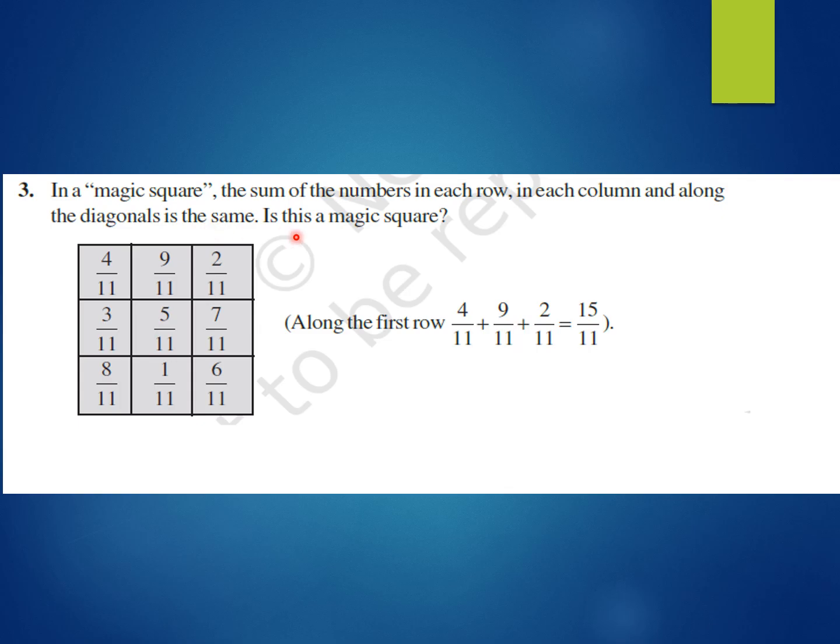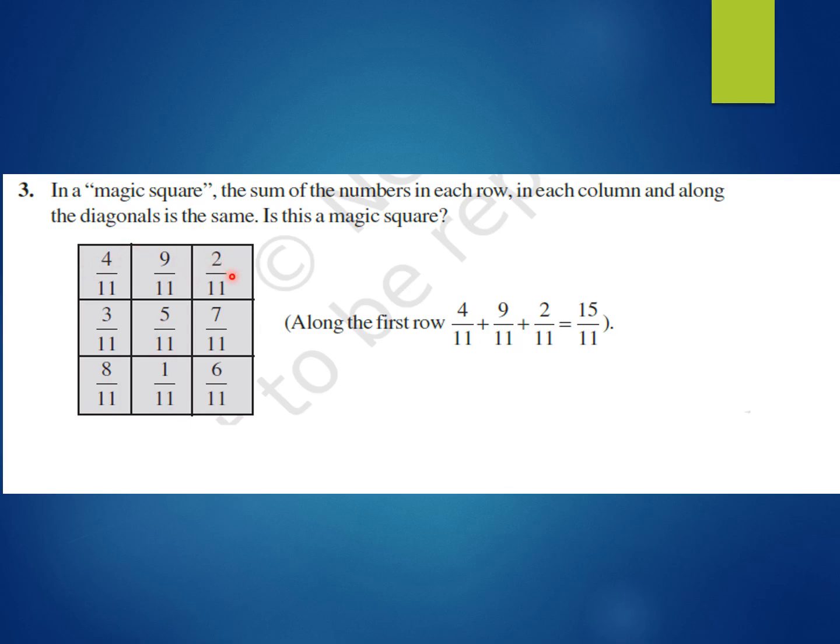Then it is asking, is this a magic square? So what do we have to do? We have to find the sum of each row, each column and each diagonal and check whether all of them are coming the same or not. Suppose they have done one part for you. They are doing the first row. First row is this one. So they have done 4 upon 11 plus 9 upon 11 plus 2 upon 11.